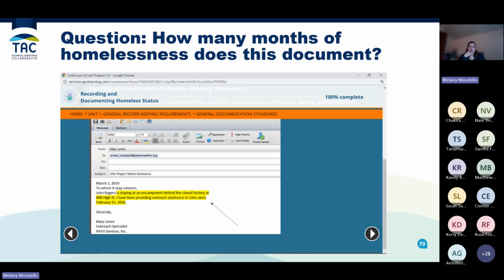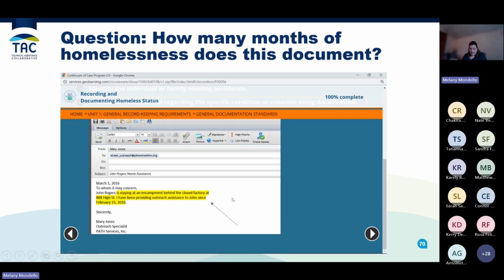So here's a question. I have this slide. This is from the HUD materials. If you were to look at this, how many months of homelessness would you say this is documenting? 1, 2, or 3? You can put that answer in the chat. Remember, it's just 1 day a month. It has to be from someone who has direct knowledge if you're doing your third party. What do folks think? I'm going to open the chat real quick.